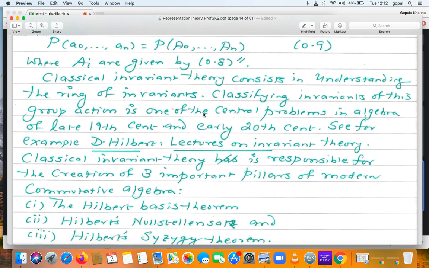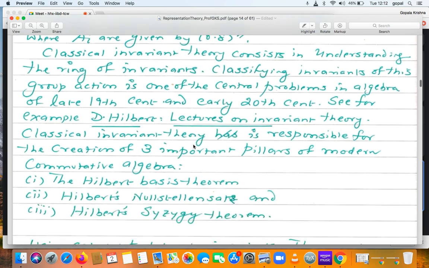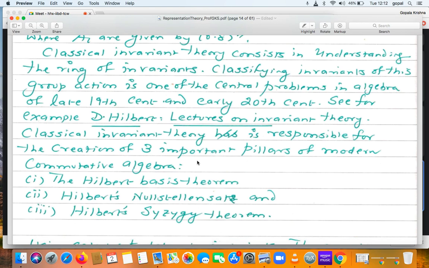So classical invariant theory is responsible for constructing three important pillars of modern commutative algebra. That is the Hilbert basis theorem, Hilbert's Nullstellensatz, and Hilbert's syzygy theorem.